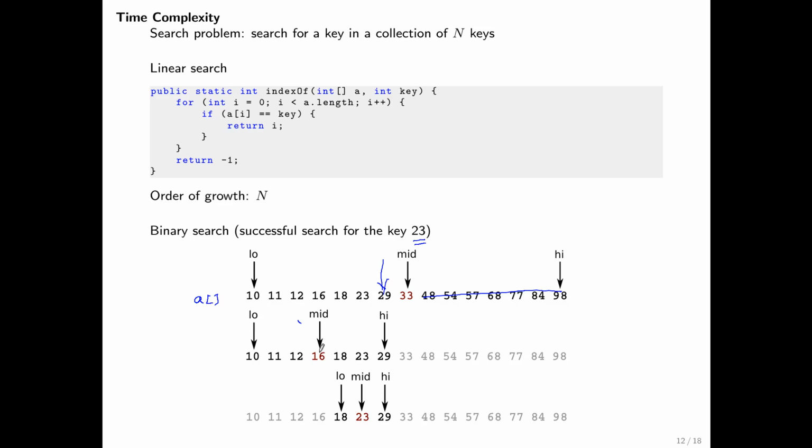23 is compared with 16. 23 is larger than 16, so there's no way you're going to find 23 here because the input is sorted. So what do you do now? Well, you adjust low to be that element, which is what you see here, and then high remains where it was, and the new mid is pointing to this guy here. The same step: repeat the process, compare 23 with the element pointed to by mid. Well, now you have a match, so you're done. You simply return the index of this element 23, and you're done with binary search. So you managed to look this up using just 3 comparisons.